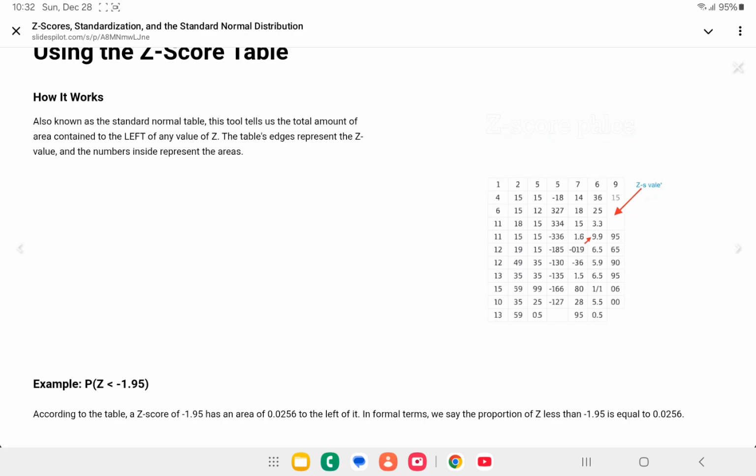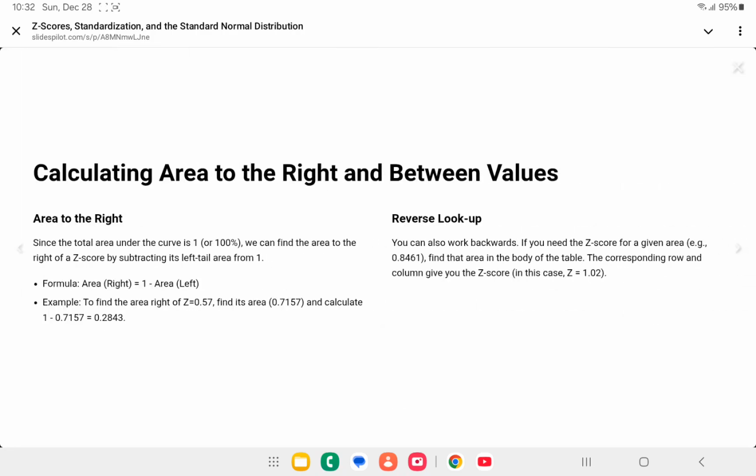We can also use the standard normal table to determine the area to the right of any z value. All we have to do is take 1 minus the area that corresponds to that z value. For example, to determine the area to the right of a z-score of 0.57, all we have to do is find the area that corresponds to this z value and then subtract it from 1. According to the table, the z-score of 0.57 has an area of 0.7157 to the left of it. So 1 minus 0.7157 gives us an area of 0.2843, and that is our answer. The reason why we can do this is because we have to remember that the normal distribution is a density curve, and it always has a total area equal to 1 or 100%.